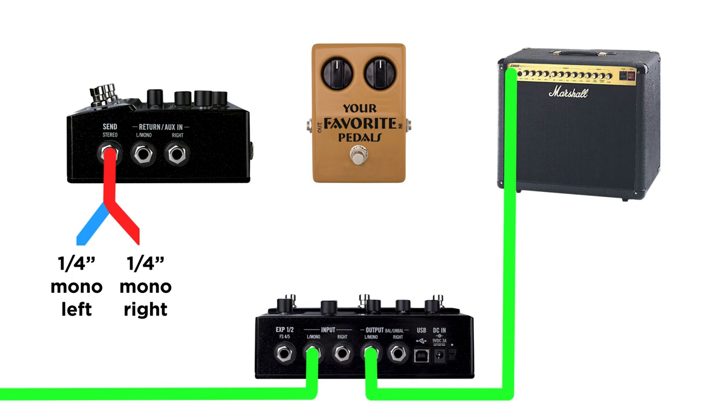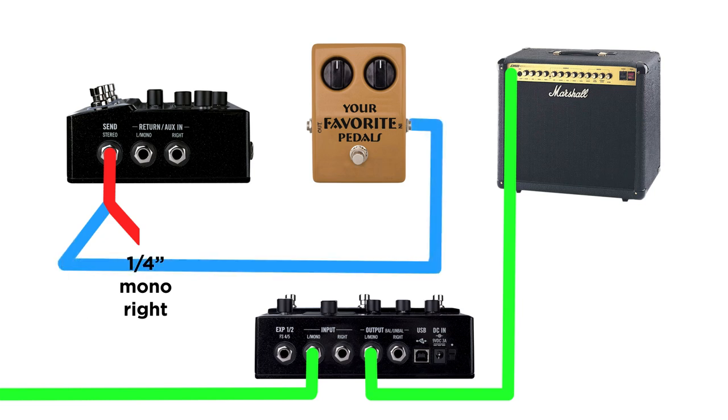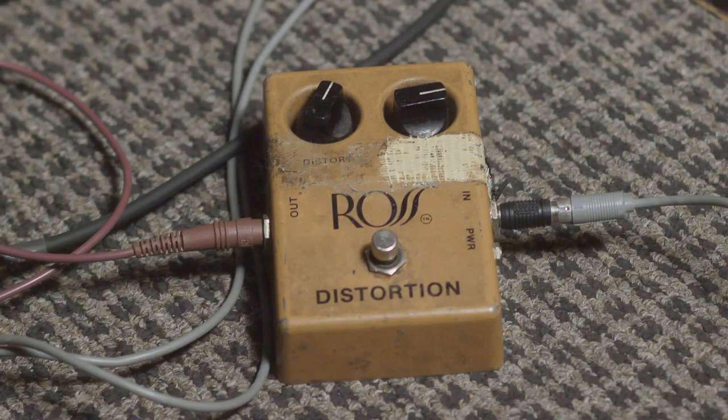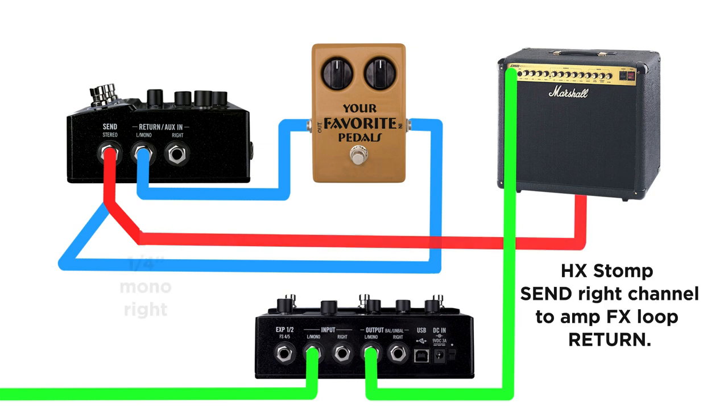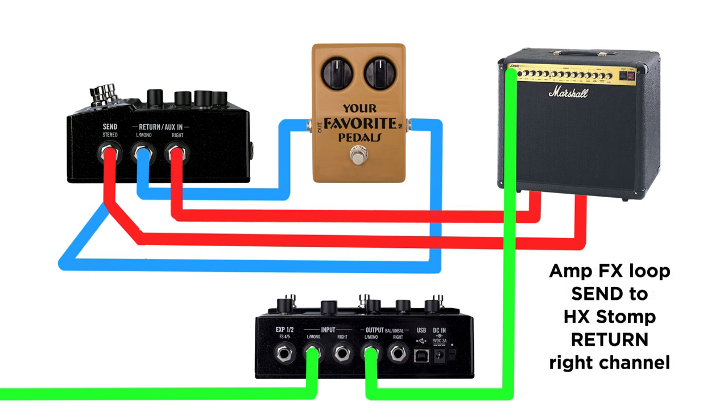The left channel of the send is going to go to your pedal board or your favorite effects, which in my case is this ancient Ross distortion that I've been using since 1979. The output from the effects goes back to the left return on the Stomp. The right channel of the send from the HX Stomp is going to go to your amp's effects loop return. The cable from the effects loop send on your amp is going to go into the right return on the HX Stomp. Okay, so that's the cabling we need. Let's get into HX Edit and put together the signal path that we need to make this work.